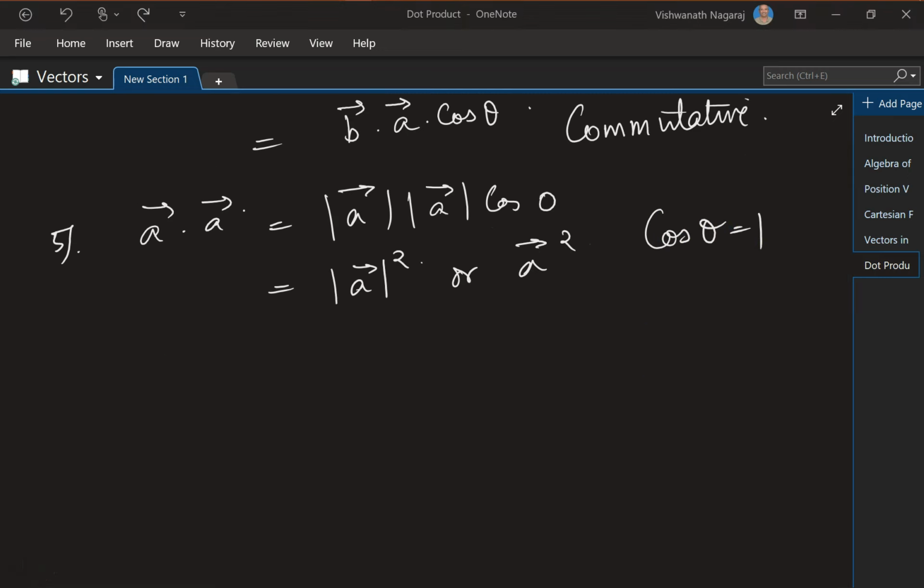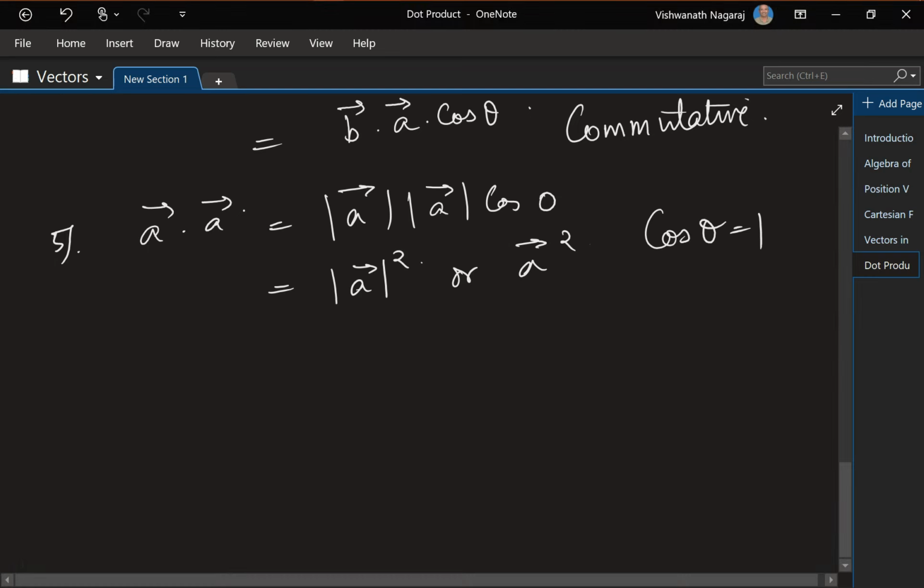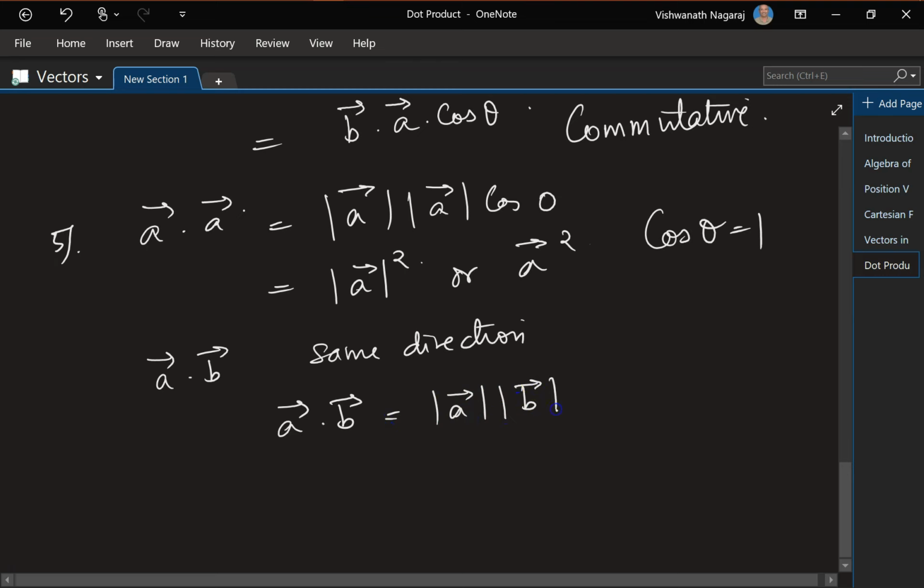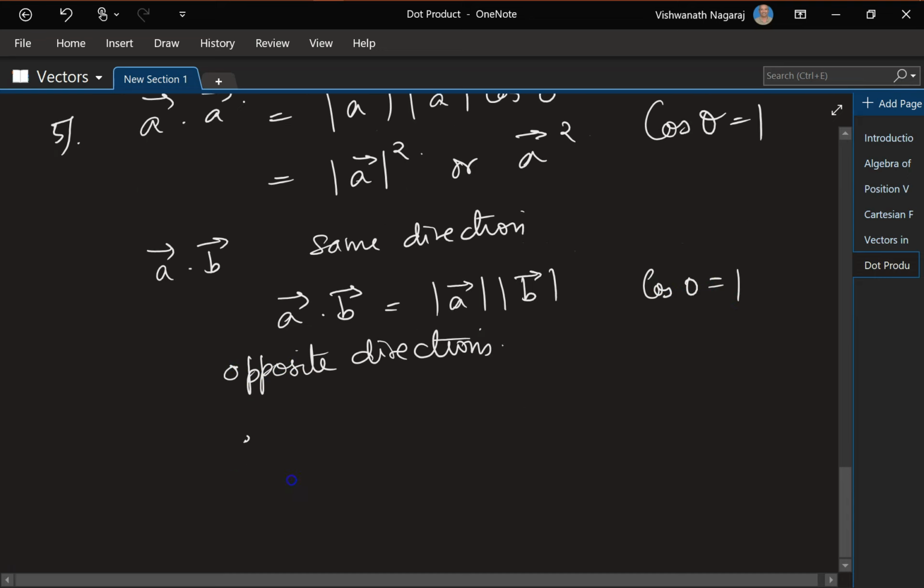In this case the magnitudes were equal. Now let's say the magnitudes are not equal. So let's say A dot B. Now if they have the same direction, then we can say A dot B is equal to magnitude of A, magnitude of B. Why? Because cos 0 is 1. Now, if it is opposite directions, then in that case, magnitude of A, magnitude of B, with a minus.